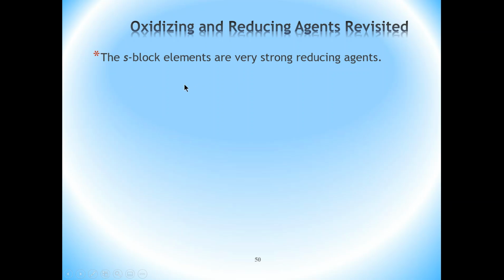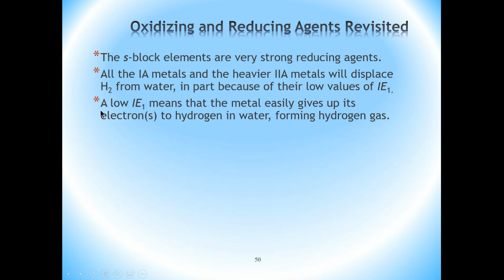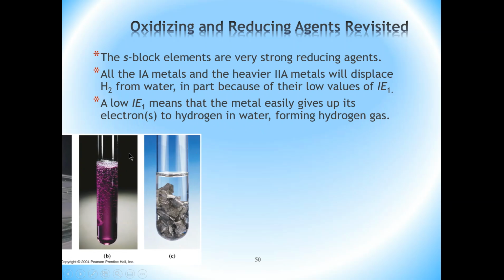Then when we get to the other extreme, or to the extreme left of the periodic table, what you'll find is that the elements in the S block region tend to be very strong reducing agents. In other words, they tend to give up their electrons. And that's because for these elements, their ionization energies, which correspond to the loss of their valence electrons, would be very low. So basically what that means is that the low ionization energy, especially the first one, means that the metal will give up its electrons to, let's say, hydrogen in water, and the result will be the formation of hydrogen gas, right?